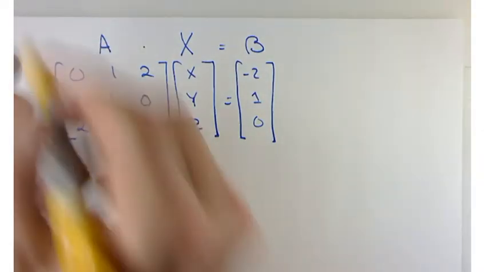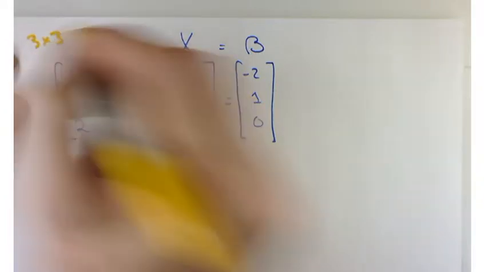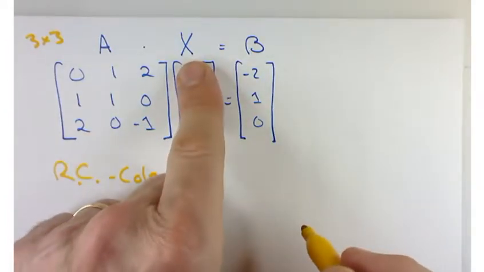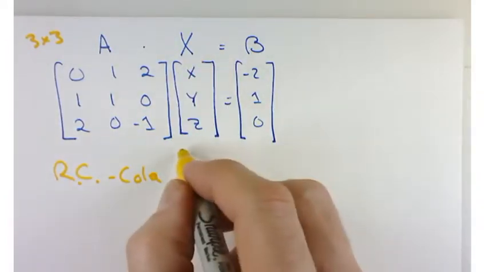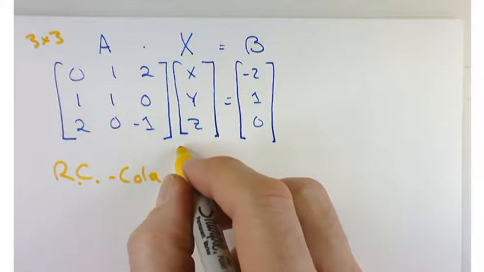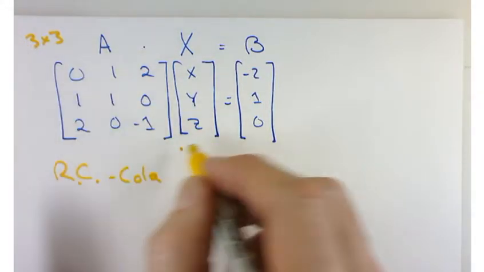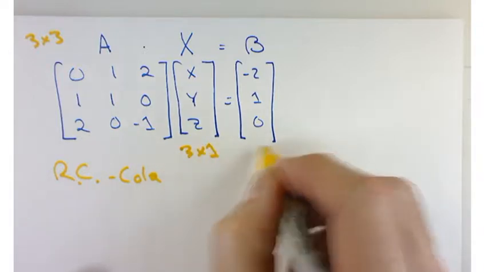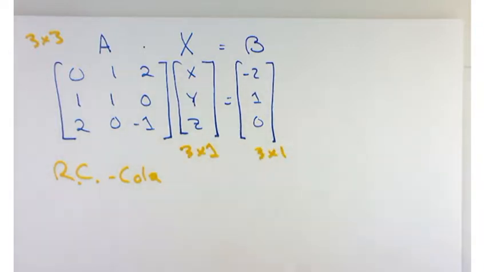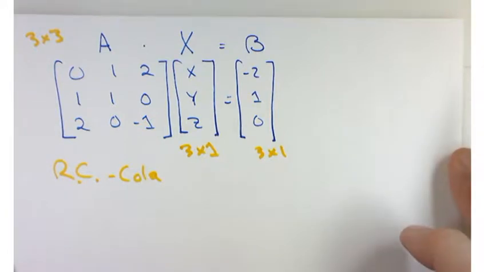So matrix A would be a 3 by 3 matrix. Matrix X, what dimensions would it have? Number of rows, number of columns. So 3 by 1. And this is also a 3 by 1 matrix. So it's important to keep in mind RC Cola. All right, rows and then columns.